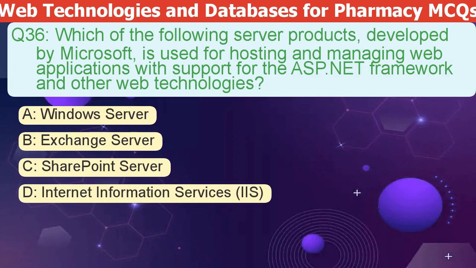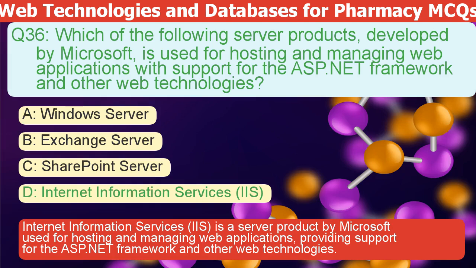Which of the following Microsoft Server products is used for hosting and managing web applications with support for ASP.NET and other web technologies? A. Windows Server. B. Exchange Server. C. SharePoint Server. D. Internet Information Services, or IIS. The correct answer is D. Internet Information Services, or IIS, is a Microsoft Server product used for hosting and managing web applications. It supports the ASP.NET framework and other web technologies.